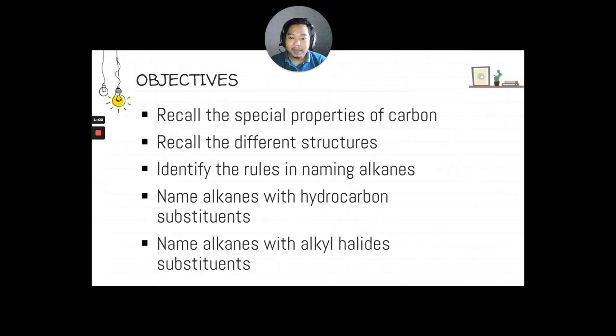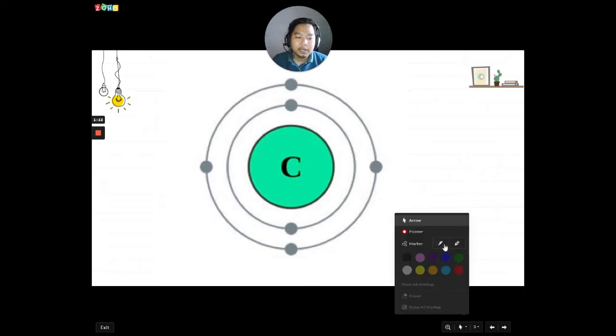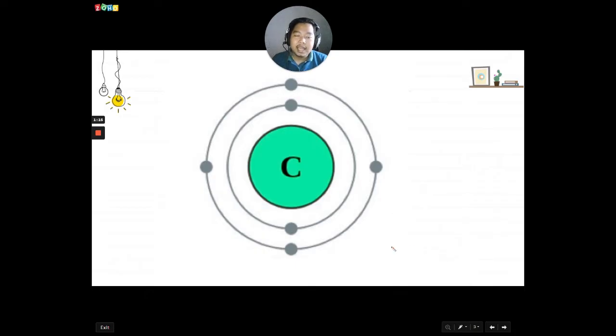Alright, so to begin, let's recall the special properties of carbon. Though we will not enumerate all because I have a separate video for that, we learned in the previous lesson that carbon is so special because it has 4 valence electrons, which it can neither give nor receive but rather share. It can readily bond with other elements such as hydrogen, oxygen, nitrogen, and other carbon atoms, forming single, double, or triple bonds.